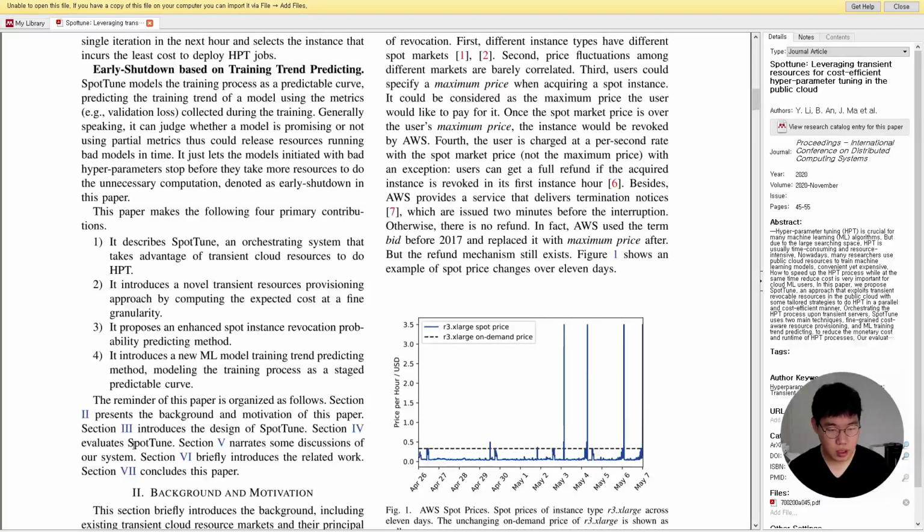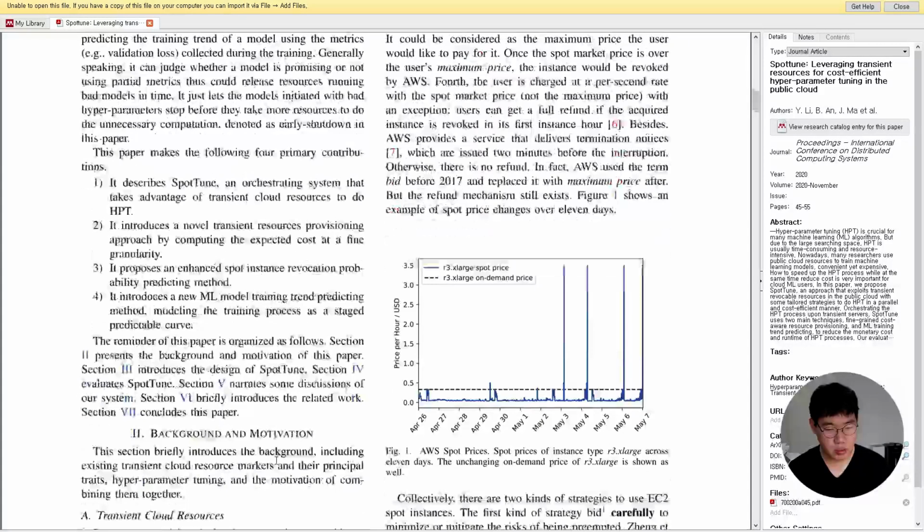Section 4 evaluates SpotTune. Section 5 presents some discussion of our system. Section 6 briefly introduces the related work. Section 7 concludes this paper.